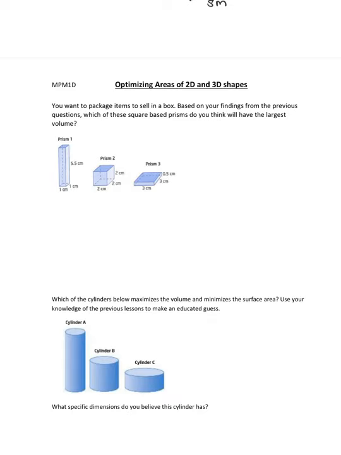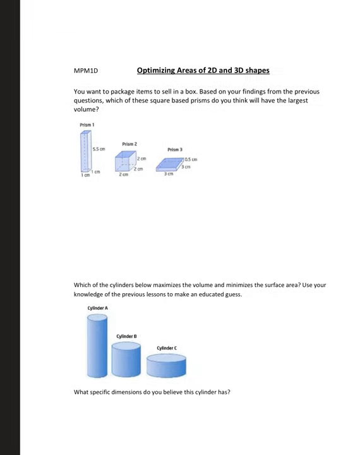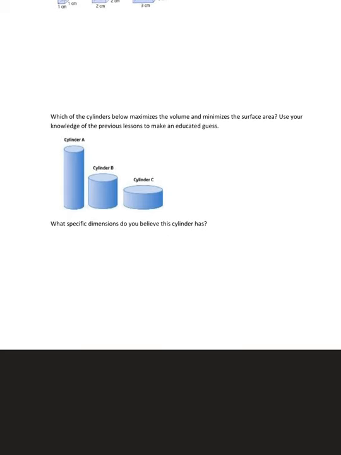And I'll just walk you through this activity. So in this first question, I want you to figure out, if you had prism 1, 2, or 3, which one do you think would have the largest volume? Okay, and this is your homework for today. So you're going to do this, which one has the largest volume, and then I want you to think about which of the cylinders below would have the largest volume and the smallest surface area.